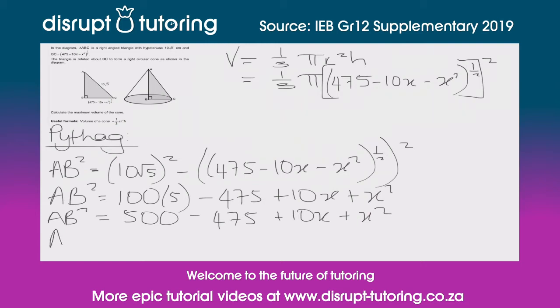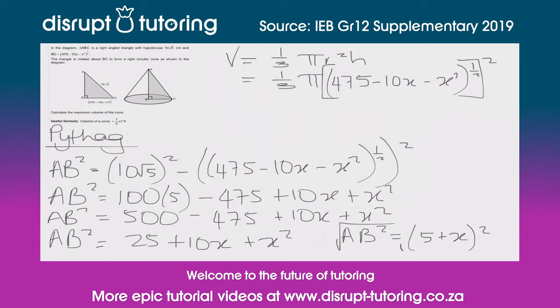And on to the next step, AB squared. So 500 minus 475, that's going to give us 25. Then we've got plus 10x plus x squared. Right, now we're going to factorize that right-hand side, and that's going to give us AB squared. And when we factorize it, we're actually going to find that it's x plus 5, so 5 plus x squared. We're going to square root both sides, which gives us the plus and minus. But we know we need to have a positive value here because we're dealing with lengths. That's going to give us AB equals 5 plus x.